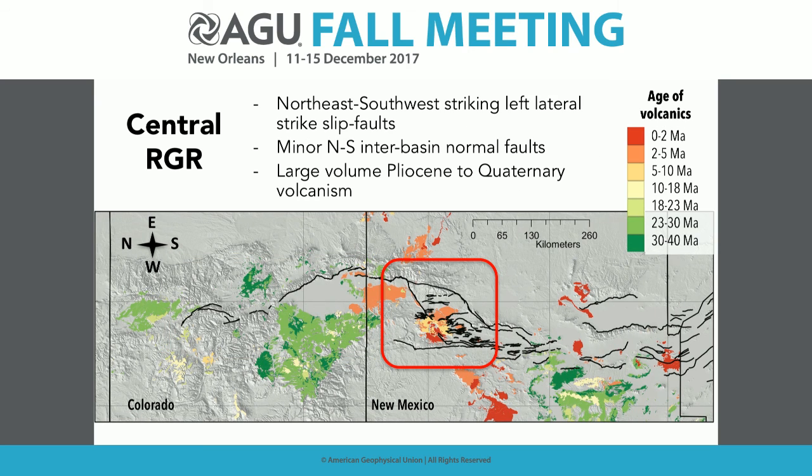And then as we move into the central part of the rift, we have a really big change in orientation. Our faults are now northeast to southwest, and they're dominated by left lateral strike slip motion. You also have a lot of these really small north-south faults that span the entire basin. They don't have very much vertical offset, but they are normal faults. And here you see that the volcanism is quite a bit different. It's really young, high-volume volcanism in that central part of the rift.